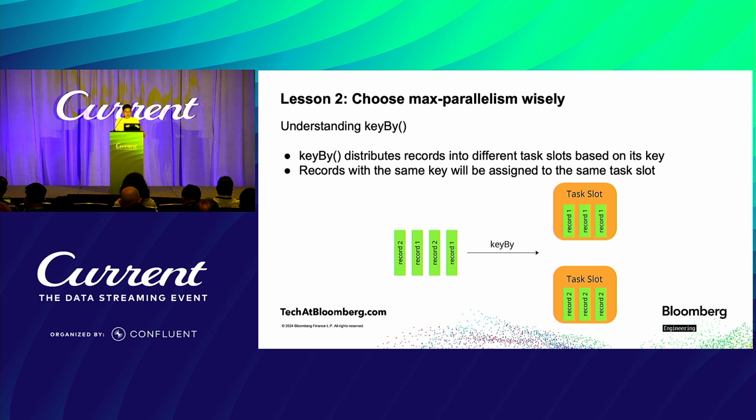For example, if we have a stream of records with keys 1 and 2 here, and we're doing a keyBy on them, basically what happens is all the records with key 1 will be assigned to the same task slot, and they will be processed there. Similarly, all the records with key 2 will also be assigned to the same task slot, and they will be processed there as well.